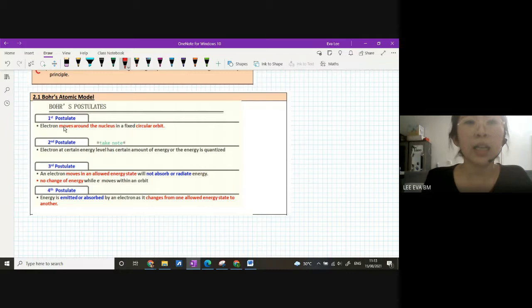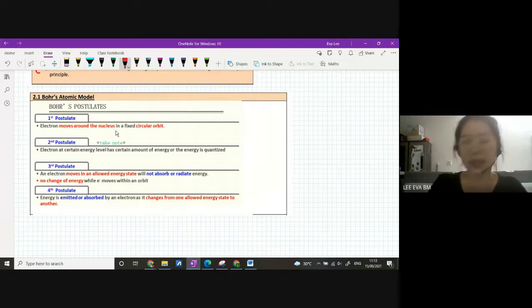Semua orang kena hafal. Postulate ini macam hypothesis, hypothesis about this Bohr atomic model. Okay, so our first postulate says that the electron moves around the nucleus in a fixed circular orbit.